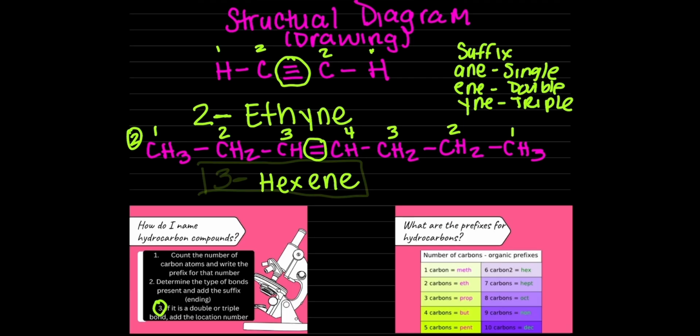You want to use the location number of the shortest route. So obviously 3 hydrocarbons versus 4 hydrocarbons, 3 is the lesser, or the shorter route, that it takes in order to get to that double bond. And so I'm going to go ahead and put 3-hexene, and that is my answer.